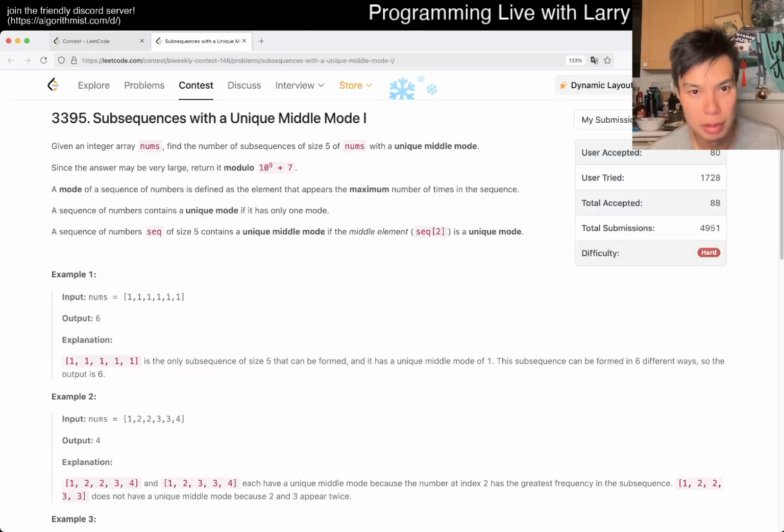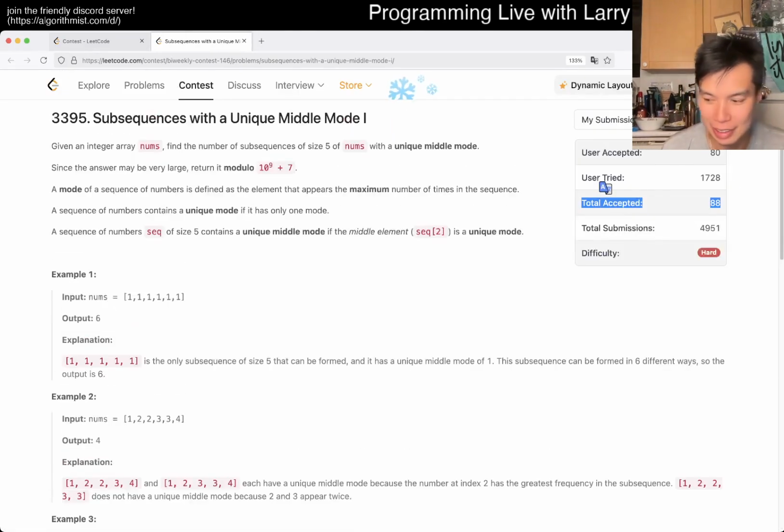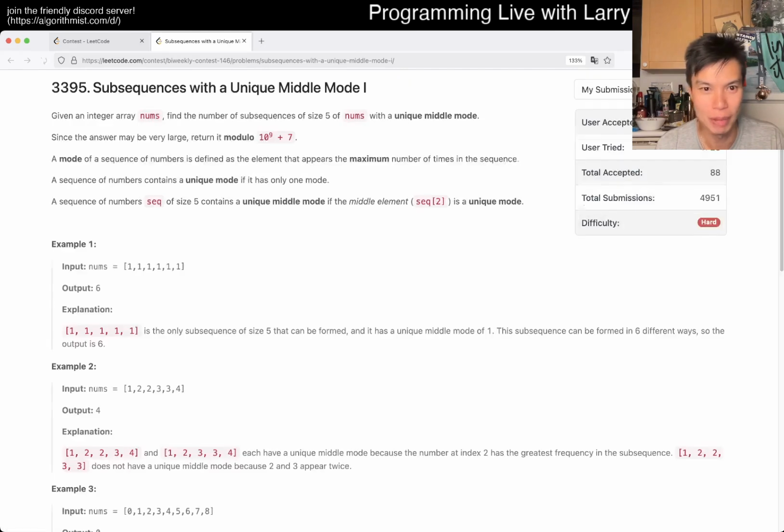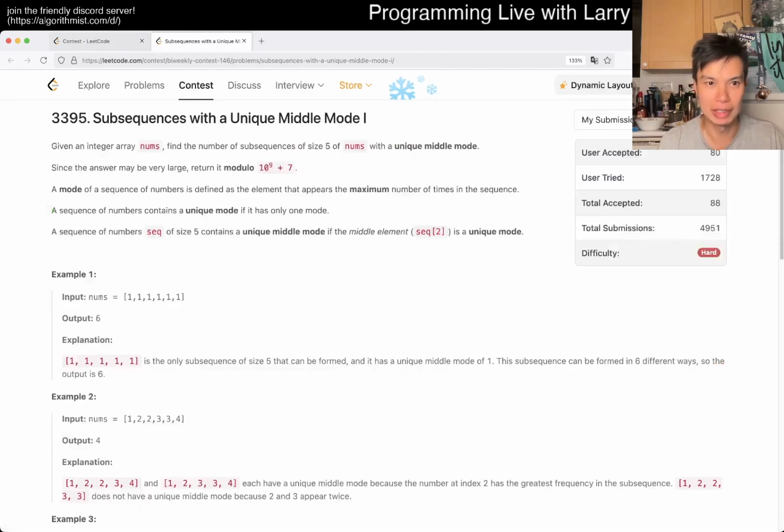Okay, we usually make mistakes. I mean, a little bit cheating because we see that in the virtual contest, only 88 people got it accepted, so this is a very hard problem. I am curious about the leaderboard, but there's no leaderboard link anymore. I had to kind of finagle the URL for it.